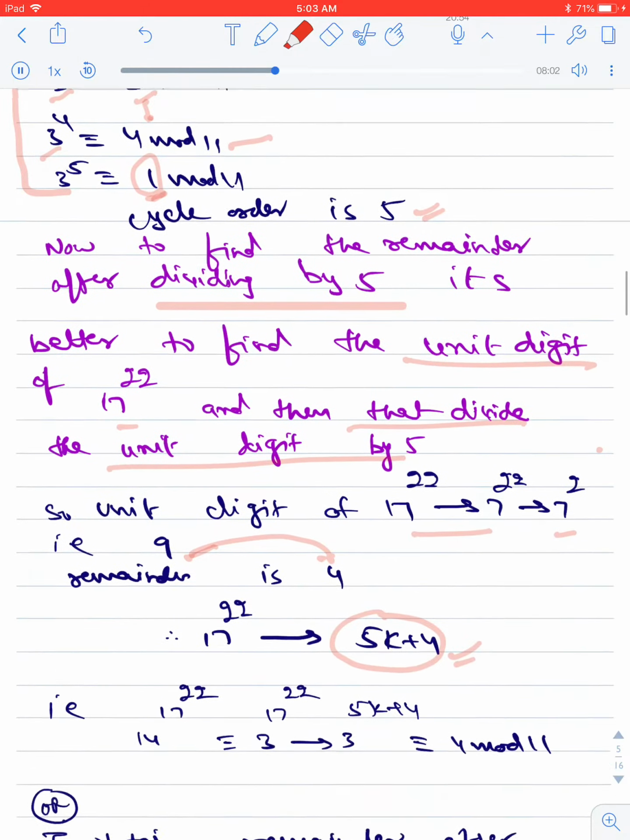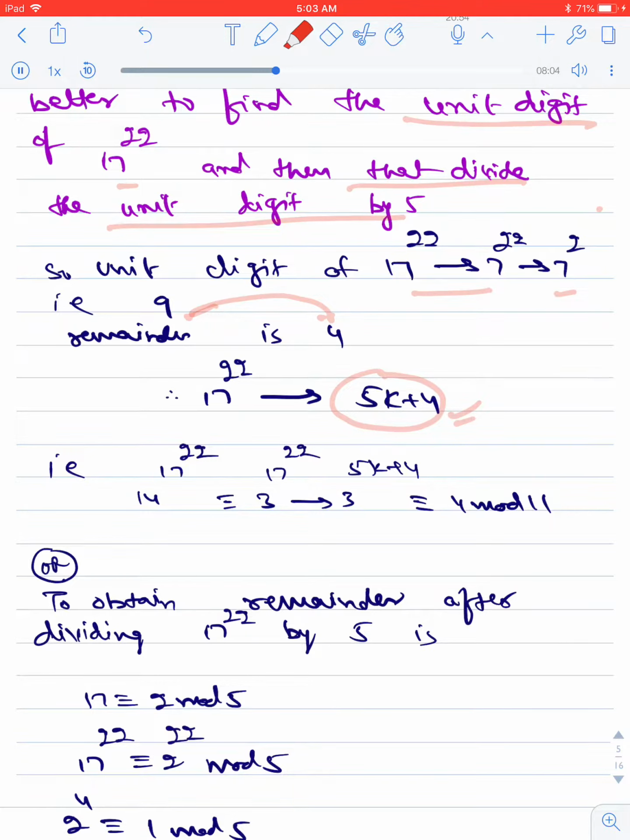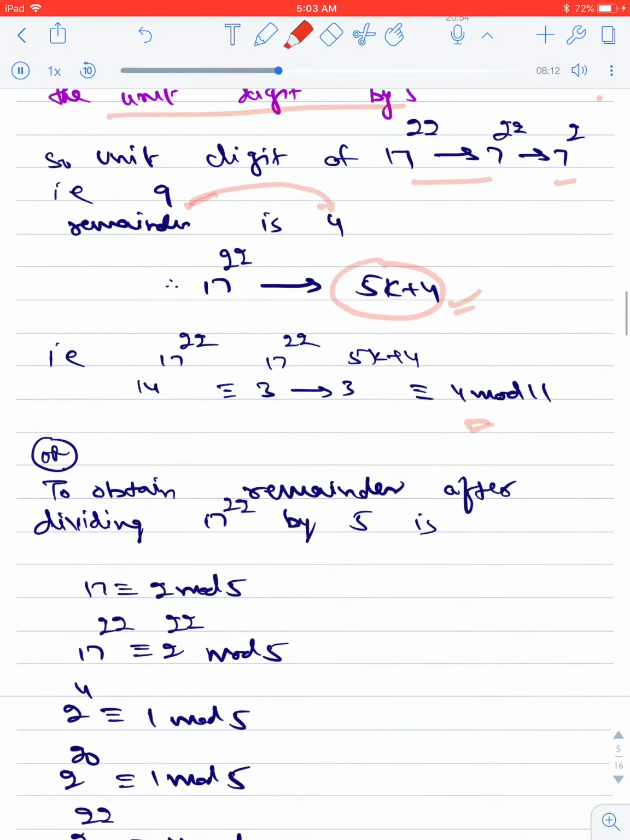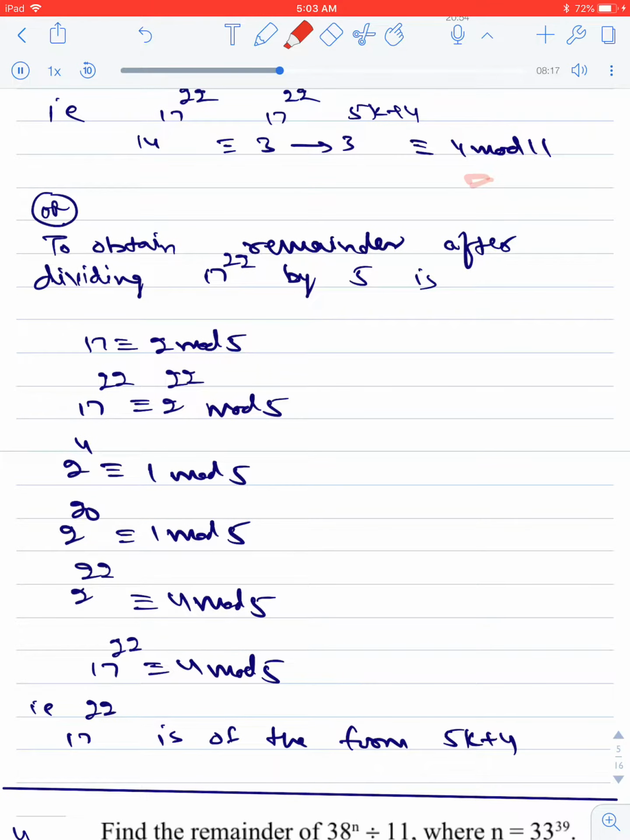Now here 14 raised to 17 raised to 22 is equal to 3 raised to 17 raised to 22, which is of the form 3 raised to 5k plus 4, which leaves the remainder 4 mod 11, after dividing by 11. We can get the remainder as above, as we have done in the previous question.